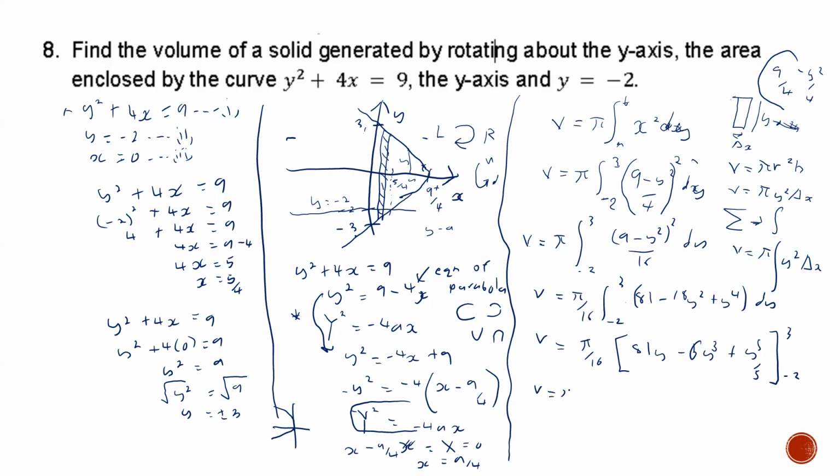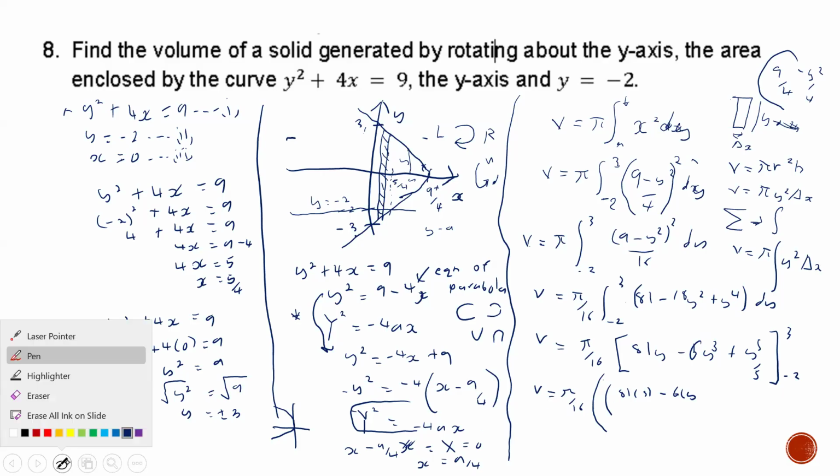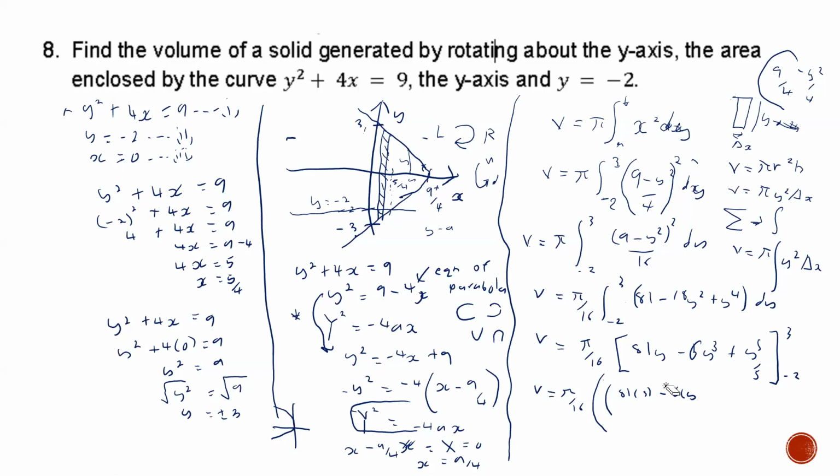So this will be now V equals pi. Because this is an instruction, this simply means, much as it's going to be bulky, that I'll have those brackets there. I'll have 81 into 3 minus 6, sorry, this had to be 3. Sorry. This had to be 3.